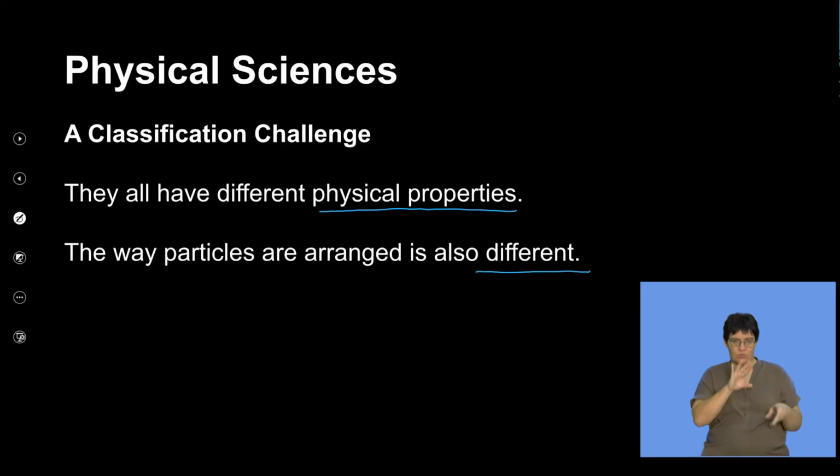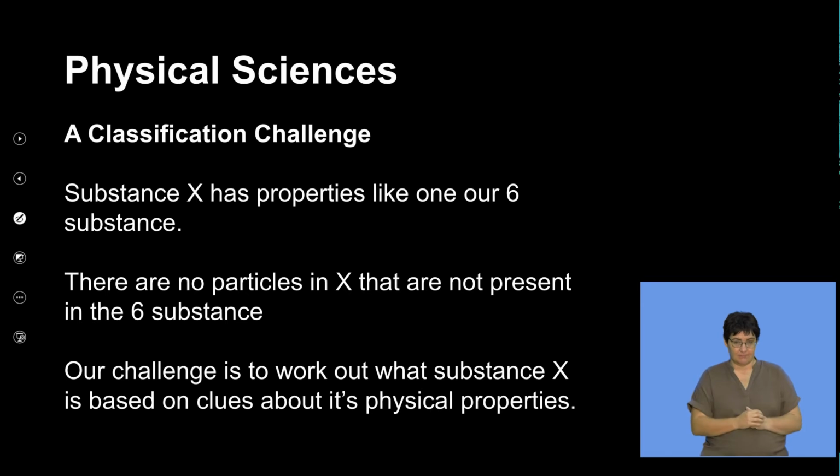Right. Okay, so what do we have? We've got substance X. So substance X is unknown, okay? Let this unknown substance be X. I think we're familiar with that approach. It says substance X has properties like one of our 6 substances, okay? So it means, in other words, X is one of the 6 that is given. It says there are no particles in X that are not present in the 6 substances.